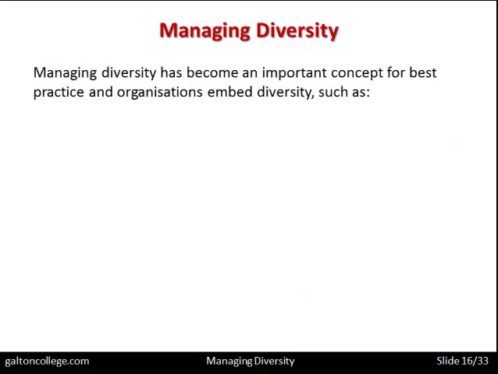Now, managing diversity has become an important concept for best practice, and organizations embed diversity, such as acceptance of individuals' needs and differences. Well, people have individual needs and differences for all sorts of reasons. It may be cultural, it may be related to background or education, or it may be related to the community where they were brought up, or related to some aspect of their lives, and they will have differences. And managing diversity accepts that people will have these differences. But it may also mean that some people have particular talents because they have particular interests, and that may fit in with the requirements of the organization.